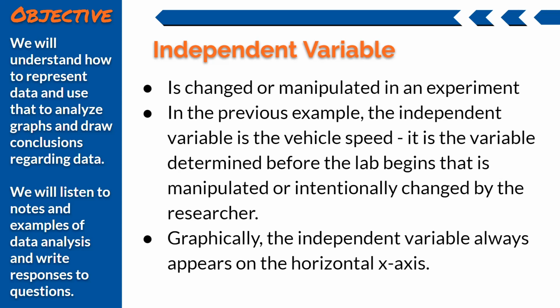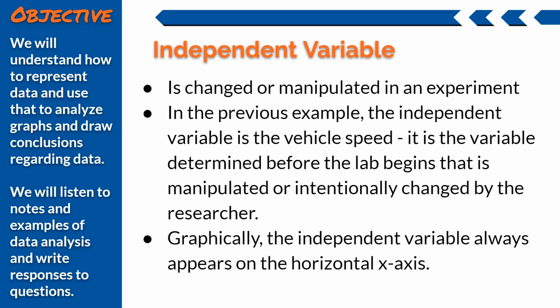In terms of a graph, because a lot of times when we gather this data, we're gathering this data in order to look at relationships, we're going to want to graph it. So whenever you graph data, your independent variable is always on your x-axis. But again, your independent variable in that example is your vehicle speed.